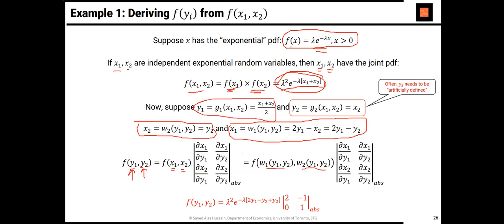So let's go slowly. What's the density of x1 and x2? That's equal to lambda something right here. Lambda squared, right? So this is in fact exactly what you see.